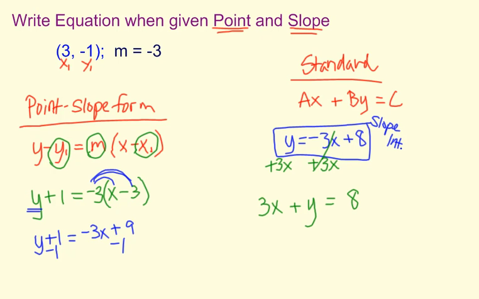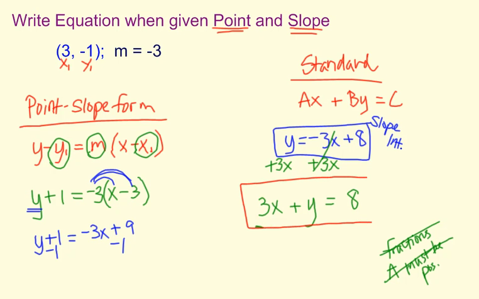And two things we want to be looking for. First, we can't have any fractions. So we look at our equation and say, do we have any fractions? We don't have any of those, so we're good with the fractions. And the other one is that a value must be positive. And the a value is right in front of our x, that 3. Because it's a +3, we're good there. We don't have to do any adjustments. So standard form is 3x plus y equals 8.